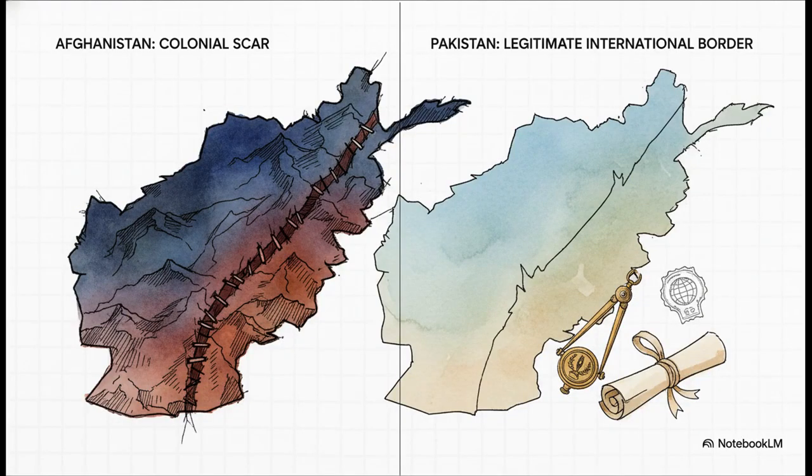And that is the crucial point. When Pakistan inherited this border back in 1947, it also inherited this massive, massive dispute. For over 75 years, Afghanistan has seen this line as an illegitimate colonial scar. Meanwhile, Pakistan, and frankly most of the world, views it as a legitimate international border. You can see the problem, right?